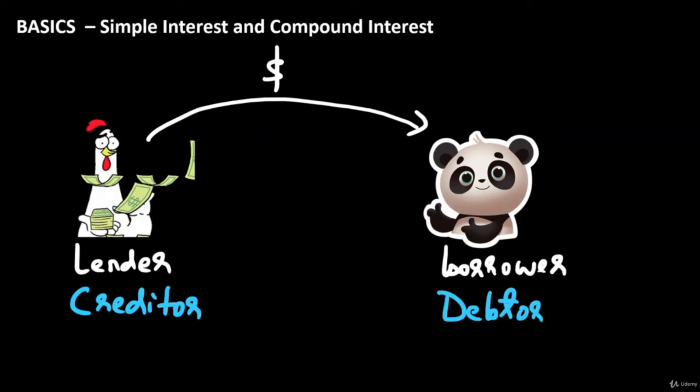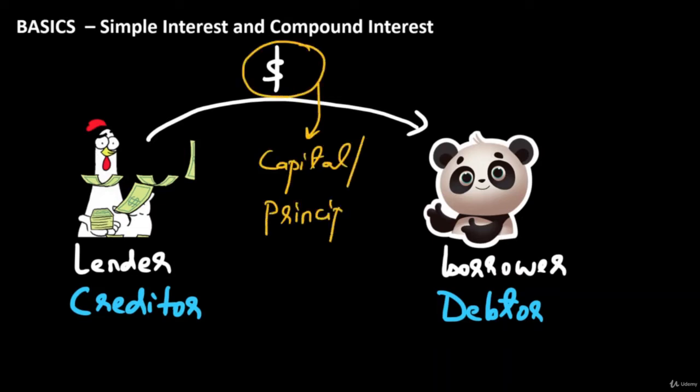All right, so in this case Mr. Hen is the creditor because he is the one who is lending the money, and Mr. Panda is the debtor because he is the one who's borrowing the money. All right, now what do we call this amount which Mr. Hen lent to Mr. Panda? This is called the capital or the principal.